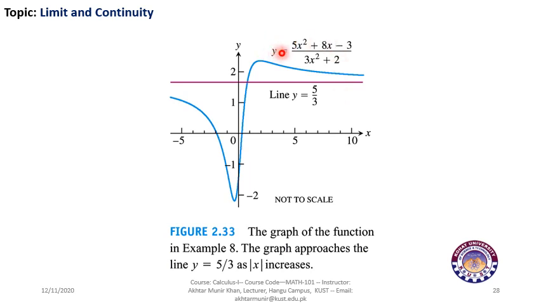Consider this function y equals (5x² + 8x − 3) divided by (3x² + 2). The line y equals 5/3 is the horizontal asymptote of this function, because the limit as x approaches infinity of y gives us the value 5/3. That is why we say that y equals 5/3 is a horizontal asymptote of this function.